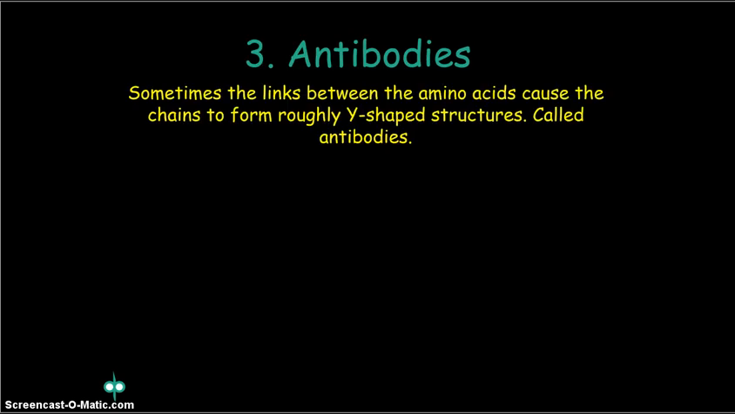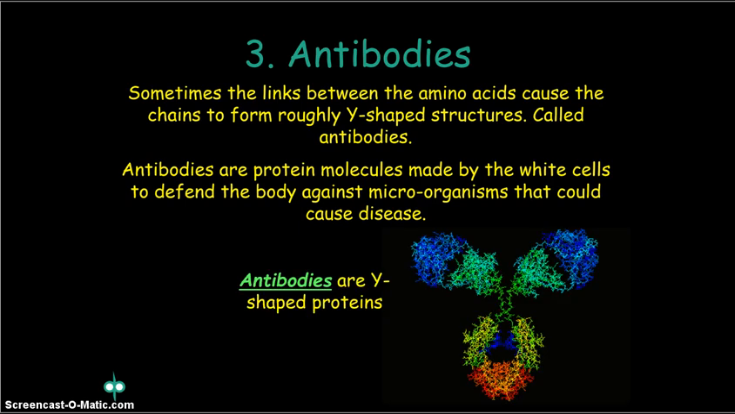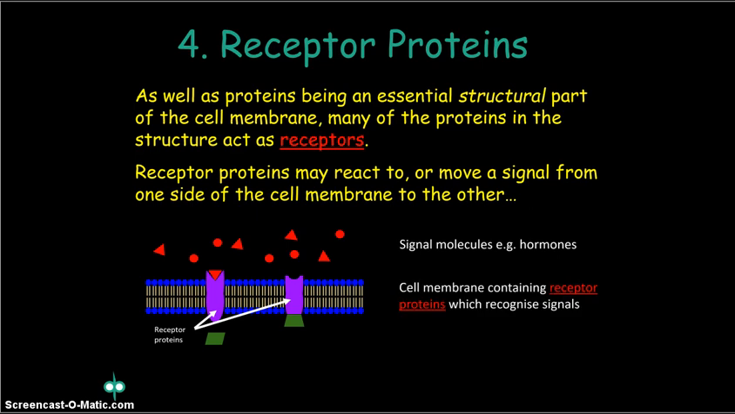Next, we see antibodies. These are Y-shaped proteins. They're protein molecules made by the white cells to defend the body against microbes that can cause disease. Next, we have receptor proteins. Receptor proteins may react to or move a signal from one side of the cell membrane to the other.